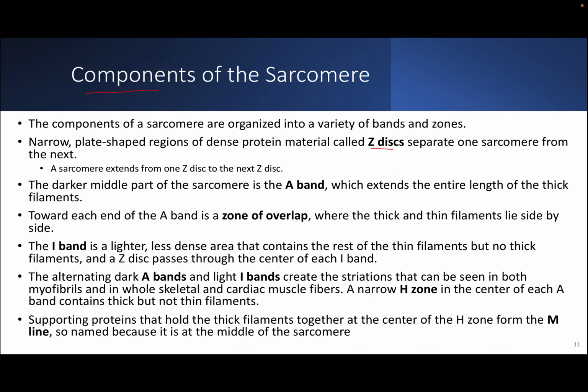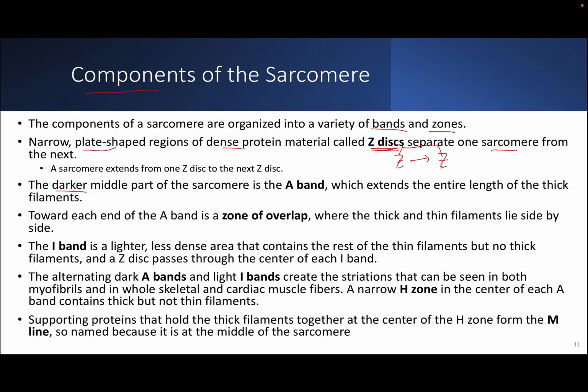So looking at the components, we arrange these things into bands and zones, all right? Now, the narrow plate-shaped region that's made up of dense protein material is called the Z-discs, all right? And this is going to be the borders of our sarcomere. So our sarcomere is going to extend from Z-disc all the way to Z-disc, and the whole thing is going to be our sarcomere. All right, so those are the borders of our sarcomere.